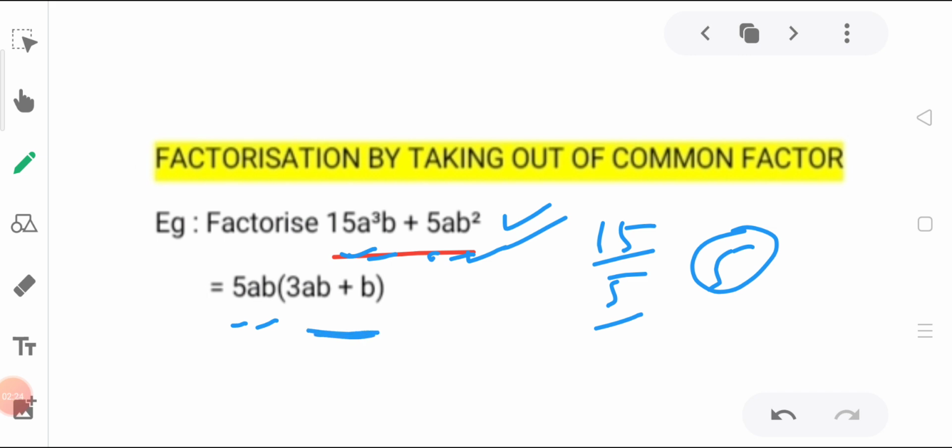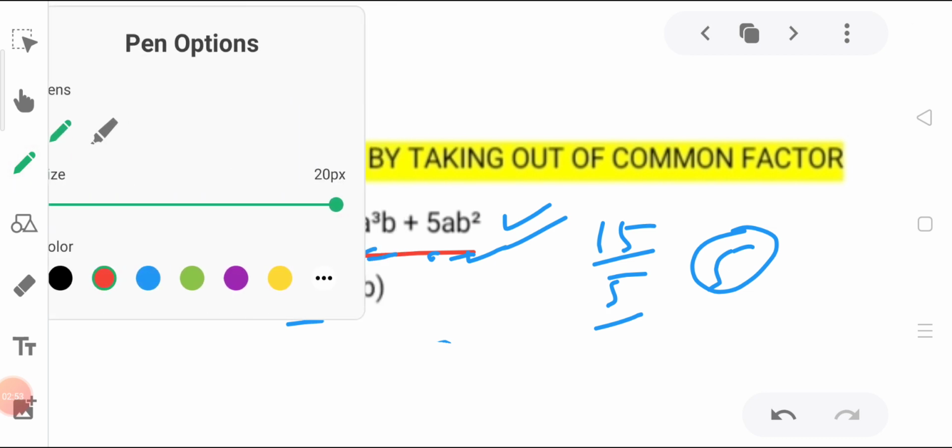Now what is left inside the bracket? We have to divide 15 by 5. Whatever the common factor, we have to divide the internal numbers. 15 divided by 5, we will get 3. So we have written over here 3, right? Next, what is left over here is 3. So 3ab is the first term inside the bracket, and next we are talking about 5ab square.